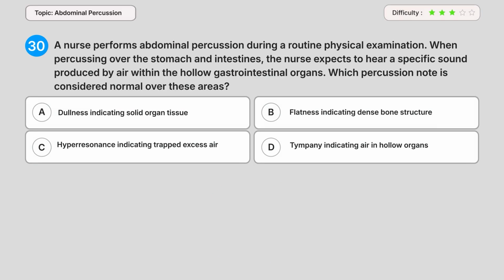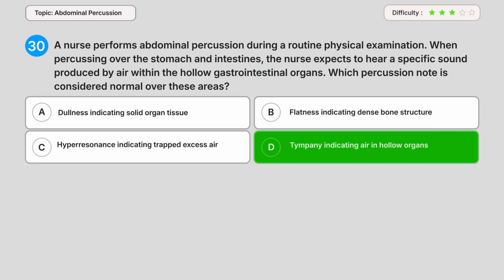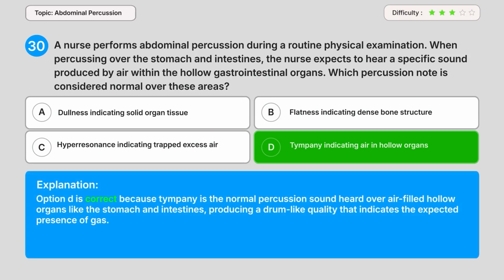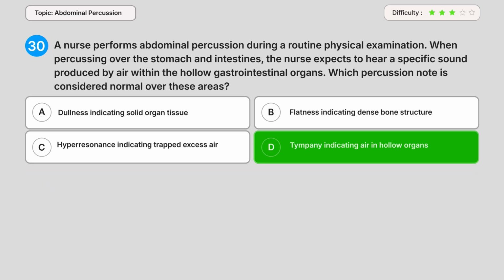Correct answer: D. Tympany indicating air in hollow organs. Explanation: Option D is correct because tympany is the normal percussion sound heard over air-filled hollow organs like the stomach and intestines, producing a drum-like quality that indicates the expected presence of gas.